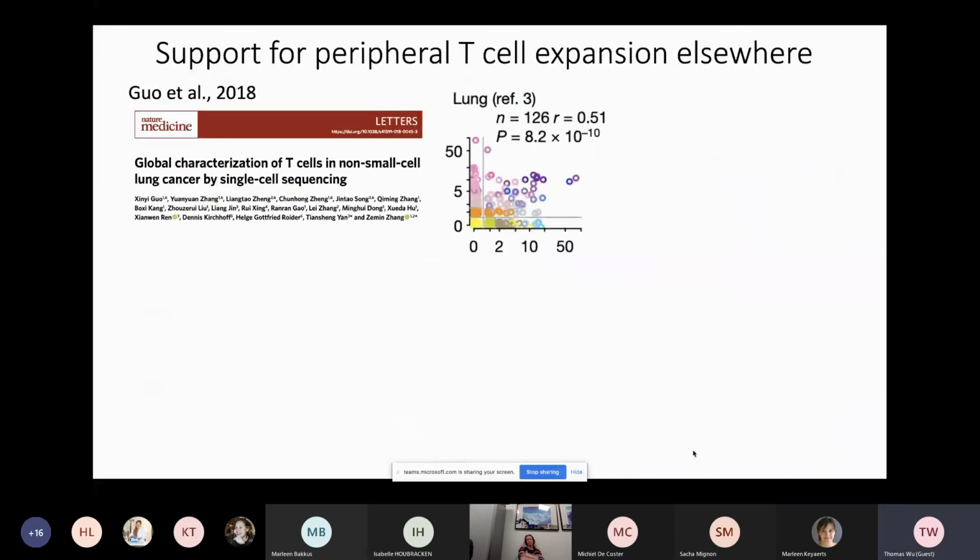So our paper was not the first to do peripheral T cell single cell RNA-seq and single cell TCR-seq. There were a couple of papers before us that did it, but ours was the largest. But we looked at the previous papers and looked at the same pattern. And we also saw the same pattern.